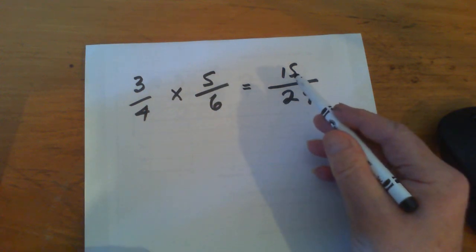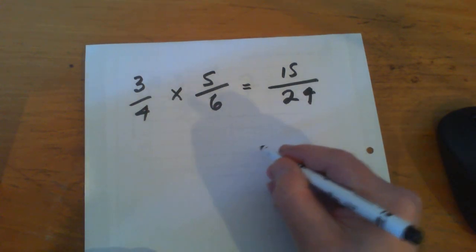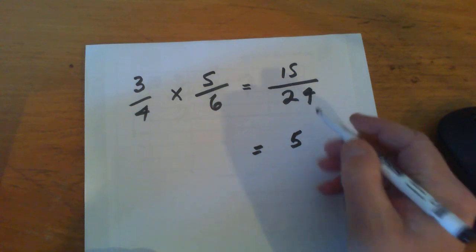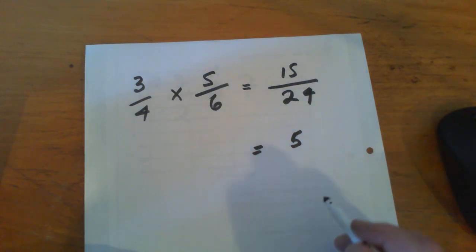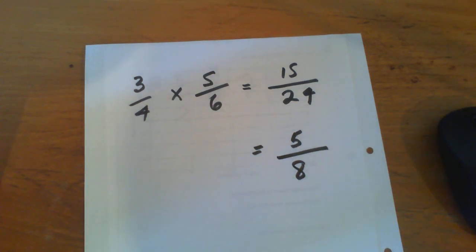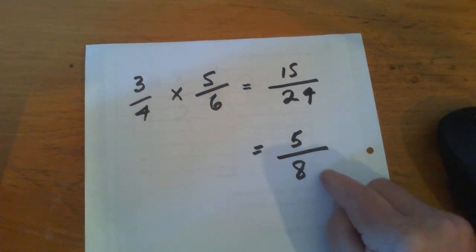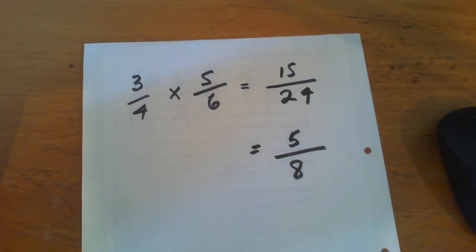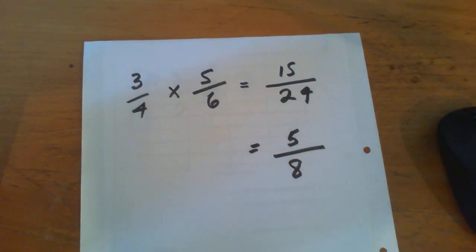So if I divide the top by 3, that'll give me 5. Now if I divide the bottom by 3, that'll give me 8. And I look at that and I say, is there a number that will divide top and bottom, so I can reduce this even further? And basically the answer is no. That is the fraction in its lowest terms, and that would be the answer to this particular multiplication.